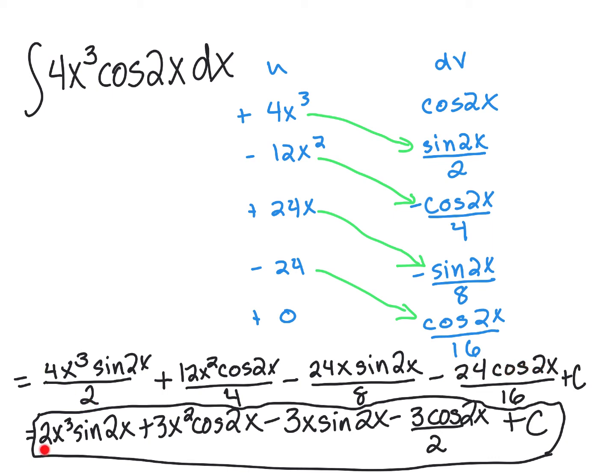So 2 goes into 4 and leaves me with a 2. 4 goes into 12 3 times. 8 goes into 24 3 times. 16 and 24, I got 8 into both of those, and I get this. And there is your completed answer. Instead of doing parts 3 times, I used the tabular method and went pretty much straight to the answer. Pretty cool stuff.